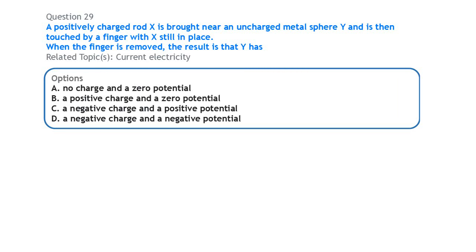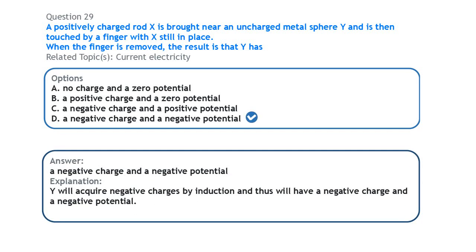Next on current electricity, a positively charged rod X is brought near an uncharged metal sphere Y and is then touched by a finger with X still in place. When the finger is removed, the result is that Y will acquire negative charge by induction. So it will have a negative charge and a negative potential.